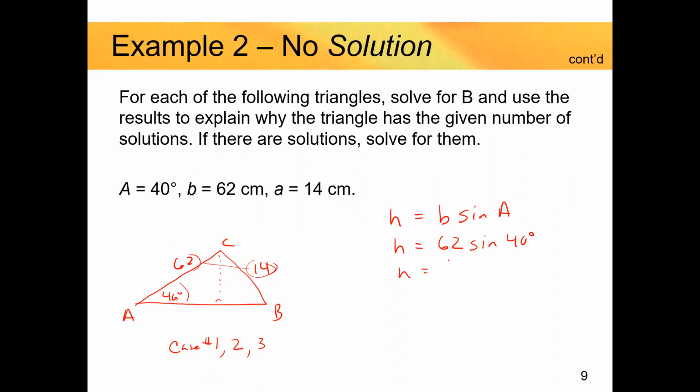What did I do wrong? So make sure you guys are in degree mode on your calculator. Yeah, 8.9. No, I'm in degree. Which mode are we supposed to be? 62 sine 40, degree mode. Oh, I did 14, never mind. Oh, I'm really dumb. It's a degree angle, of course. That might be the problem.